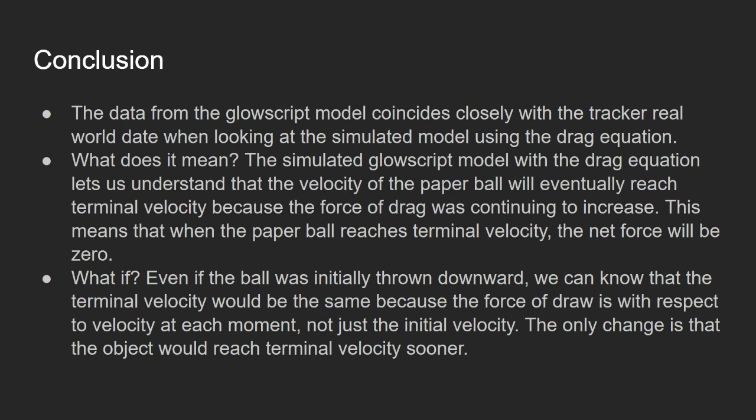Now, what if even if the ball was initially thrown downward with an initial velocity? We can know that the terminal velocity would still be the same because the force of drag is with respect to velocity at each moment, not just the initial velocity. So the only change that this causes is the object would reach terminal velocity sooner.